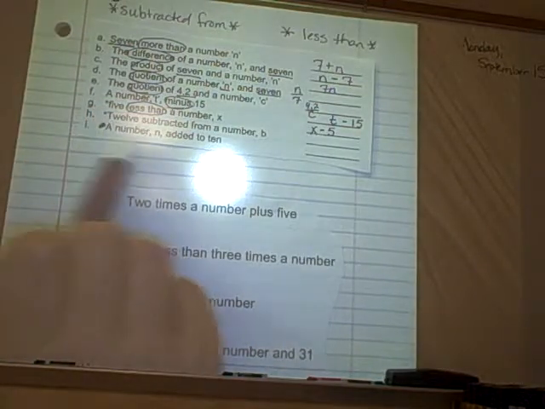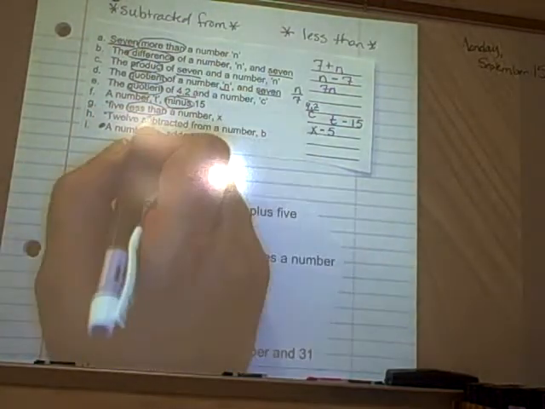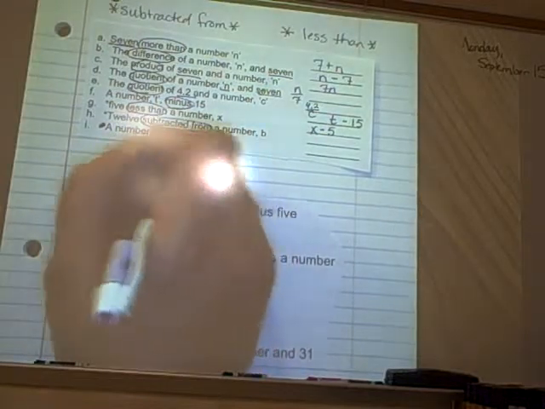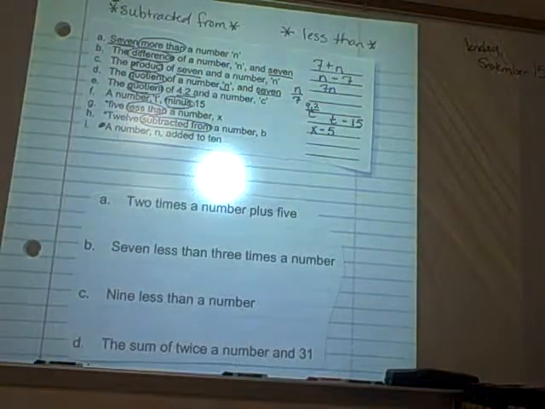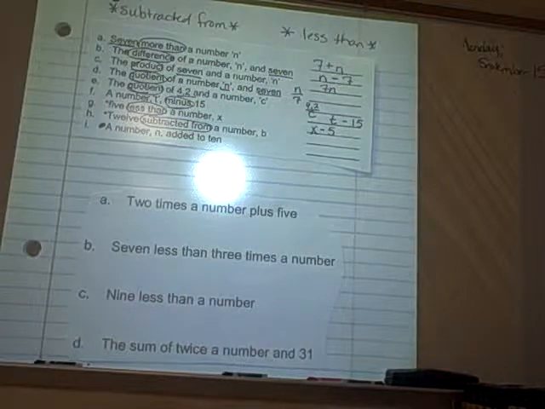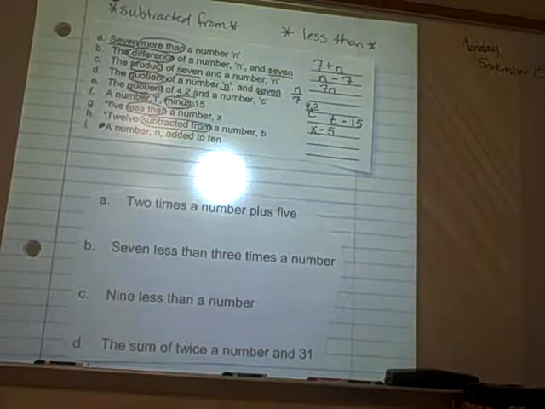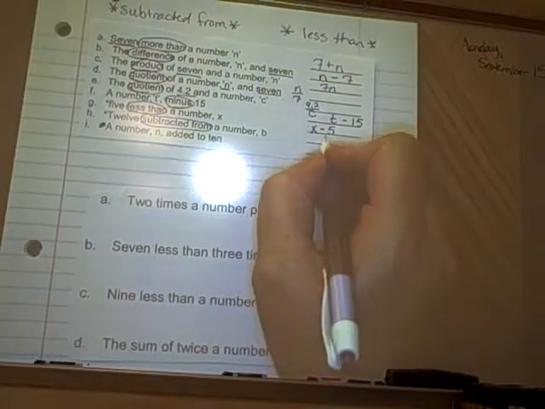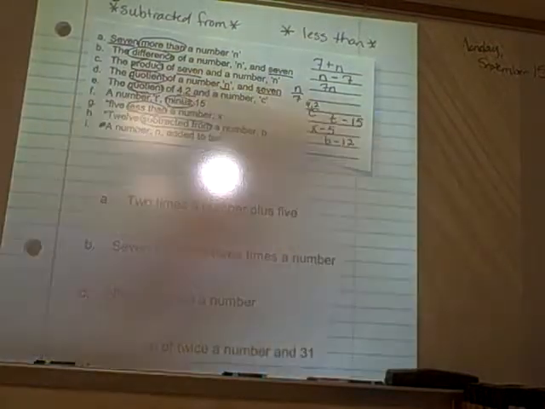Letter H, 12 subtracted from a number b. So here's the clue words. Subtracted from is a switch. So 12 has to come last and b needs to come first now, right? They've got to switch places. So it's b minus 12.